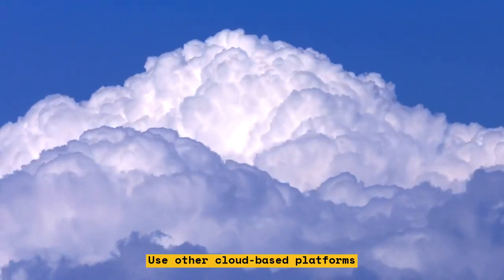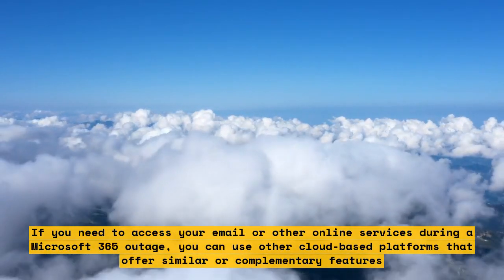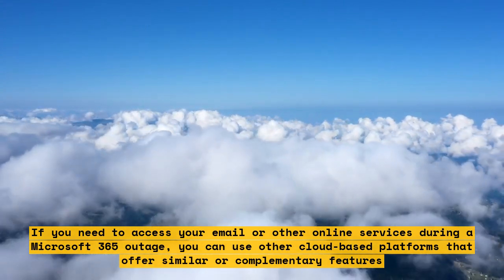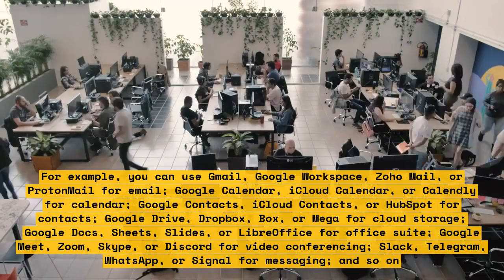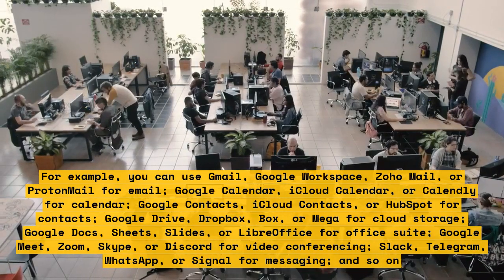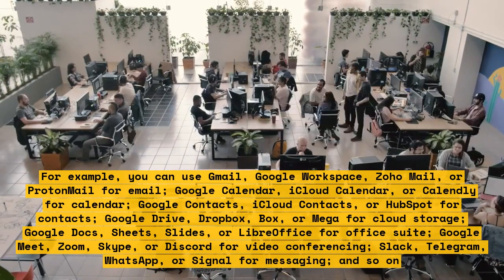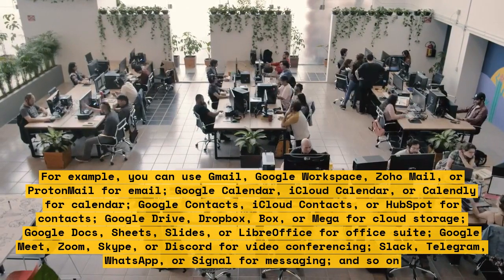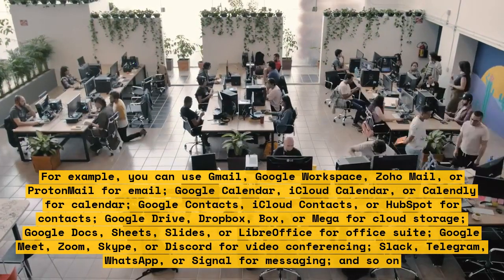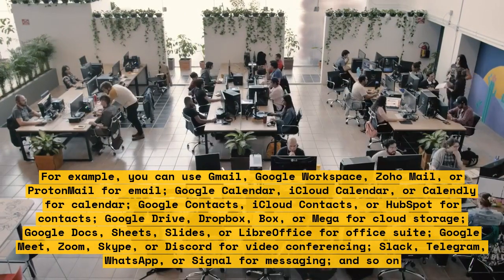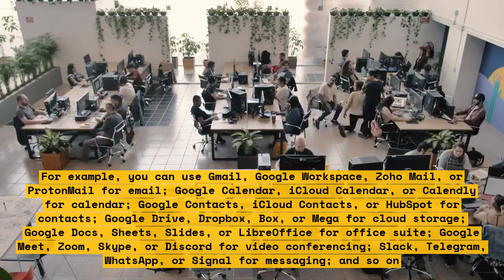Use other cloud-based platforms. If you need to access your email or other online services during a Microsoft 365 outage, you can use other cloud-based platforms that offer similar or complementary features. For example, you can use Gmail, Google Workspace, Zoho Mail, or Proton Mail for email, Google Calendar, iCloud Calendar, or Calendly for calendar, Google Contacts, iCloud Contacts, or HubSpot for contacts, Google Drive, Dropbox, Box, or Mega for cloud storage, Google Docs, Sheets, Slides, or LibreOffice for Office Suite, Google Meet, Zoom, Skype, or Discord for video conferencing, Slack, Telegram, WhatsApp, or Signal for messaging, and so on.